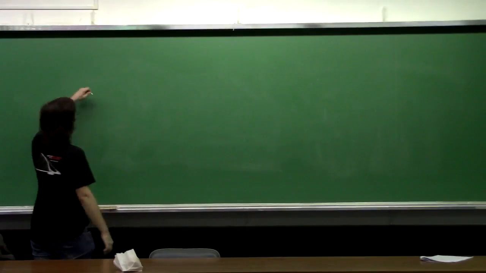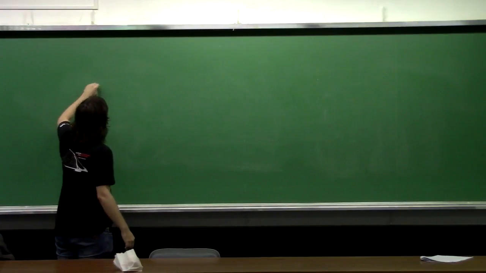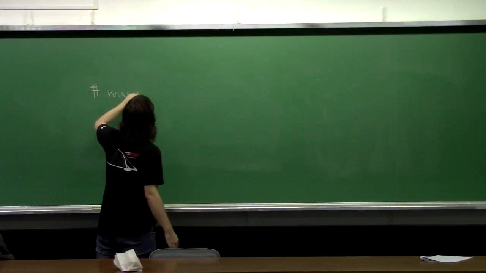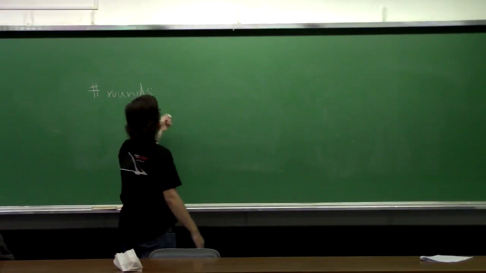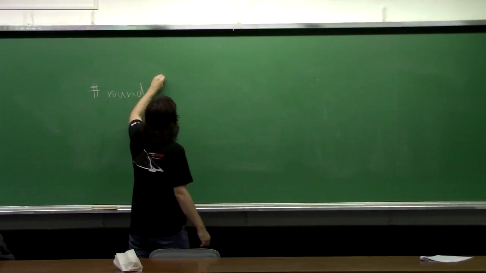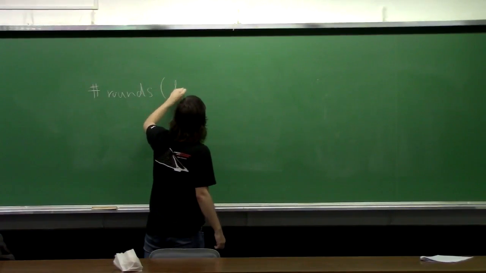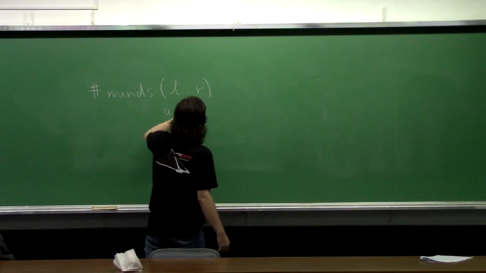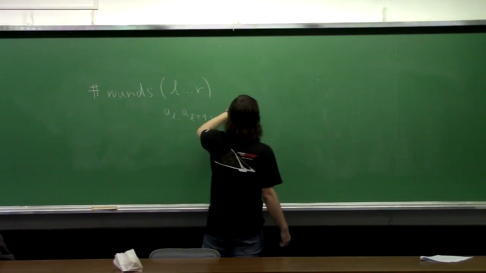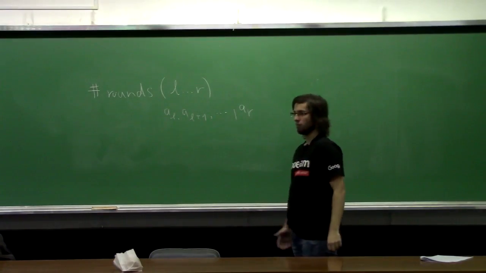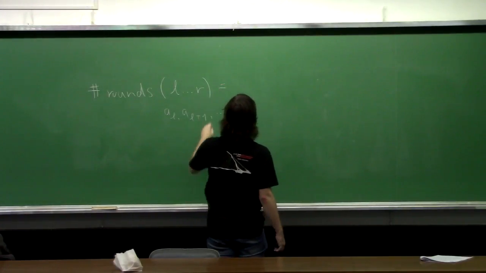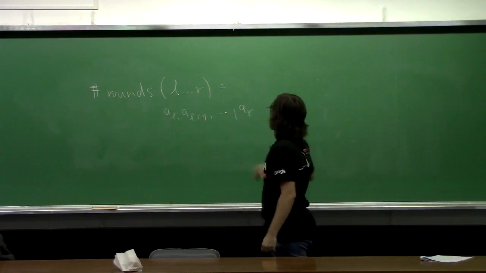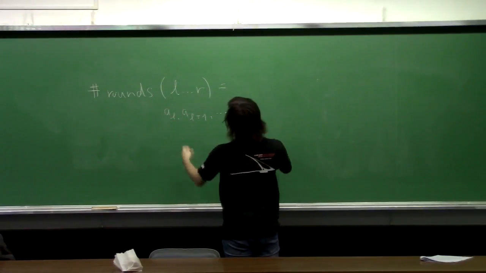Where we can just count the number of rounds that can be played if we are left with decks L through R, so A[L] plus 1 up to A[R]. Obviously, we can just discard the first deck, or discard the last deck, or maybe shoot these two.